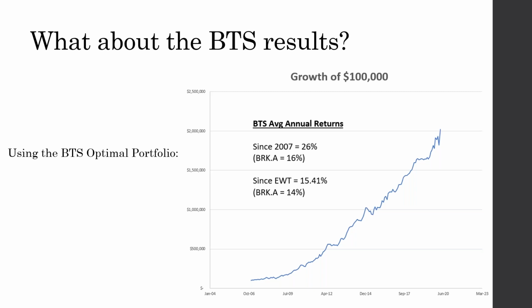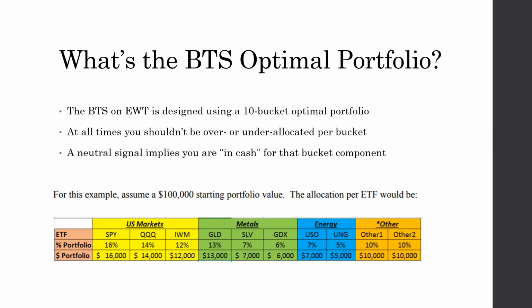So generally, has it underperformed? Yes, it has. Quantified? Yes, it has. Am I generally happy with it? Yes, I can't complain given the volatility and how difficult things have been. So what is this optimal portfolio that I keep referencing? Well, it's designed around a 10-bucket system, and all of this is laid out very, very clearly in the guide.